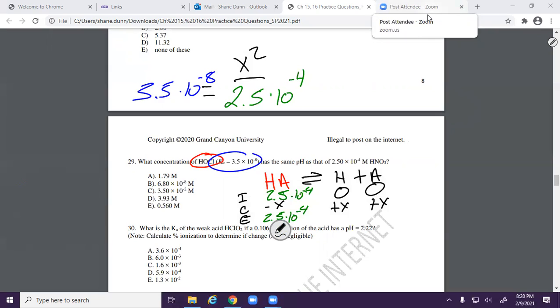And I'm not kidding, guys. We're doing the exact same thing multiple times in a row.